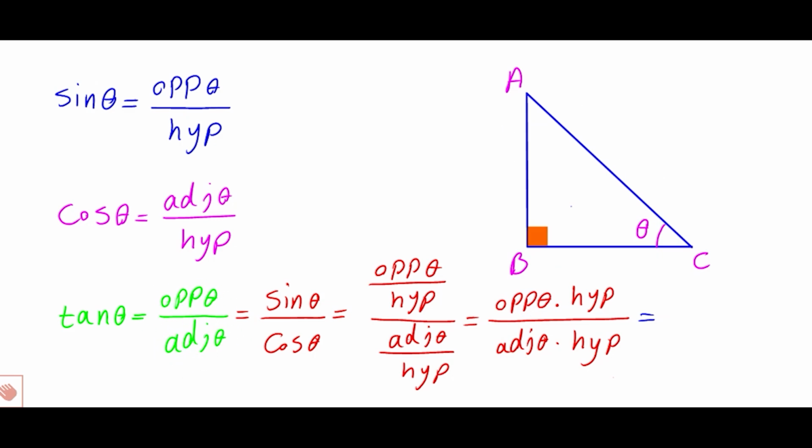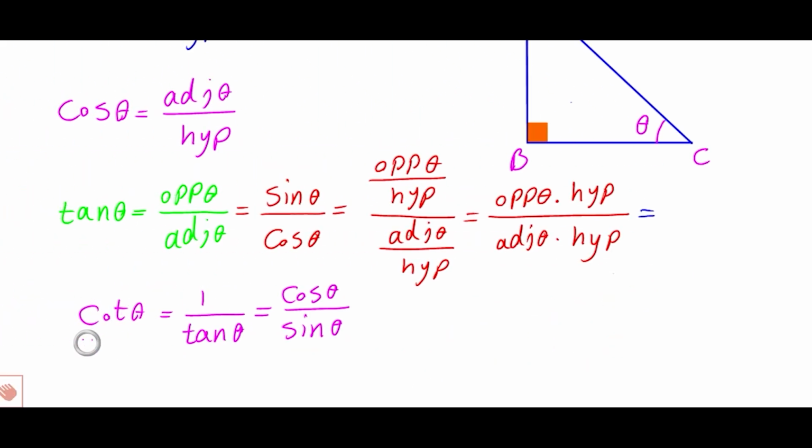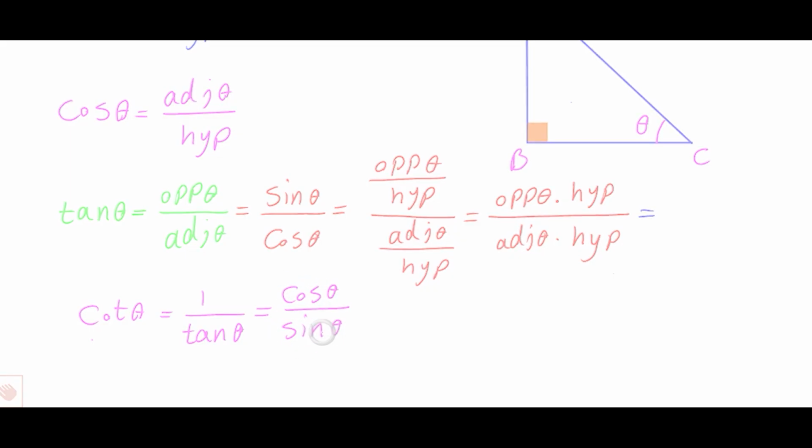Now let me introduce another trigonometric ratio for you. Here's the new one, cotangent, or cot for short. It's the reciprocal of tangent. It means 1 over tangent theta, and it's equal to cosine theta over sine theta.